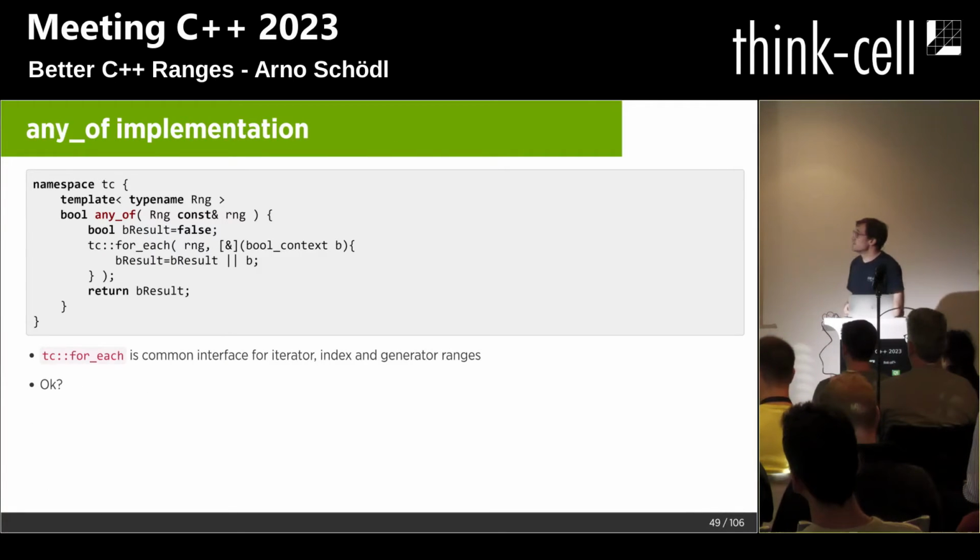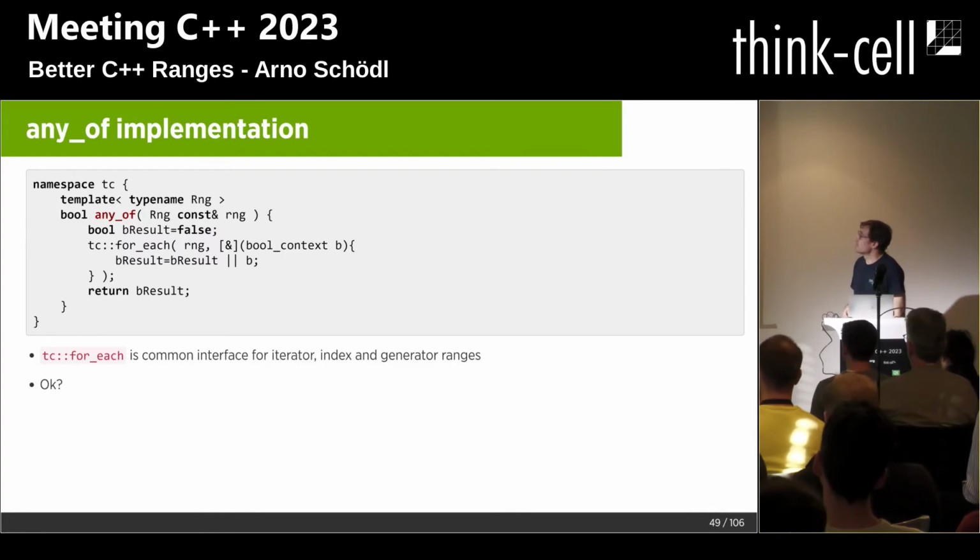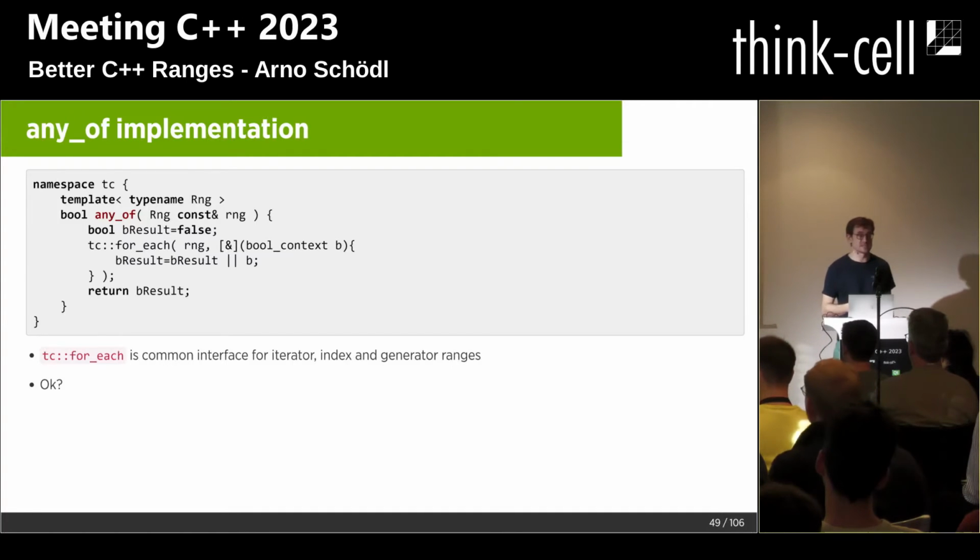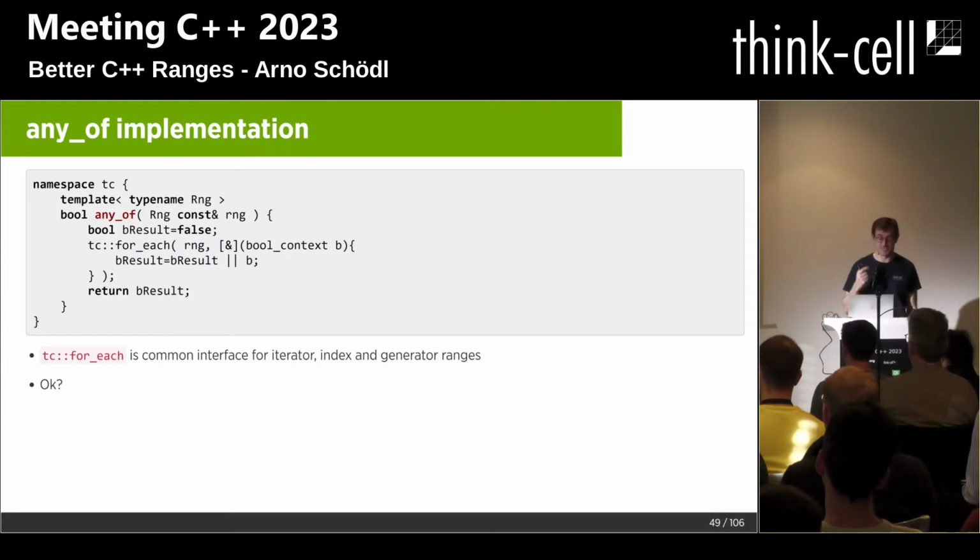Now that's how the any-of implementation, for example, looks like, right? So you're saying my result is false, and then you iterate, and then you see, well, is any true, and if yes, then it's true, and if not, it's false. And yes, there's an any-of actually in our library that doesn't take a predicate, just does a Boolean evaluation, which also turns out to be practical.